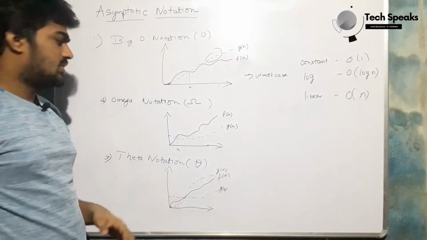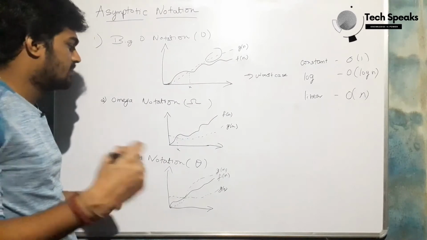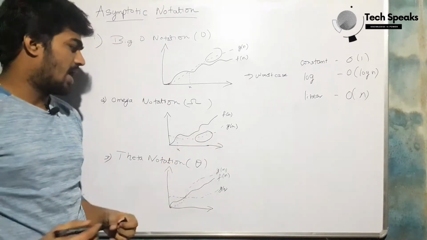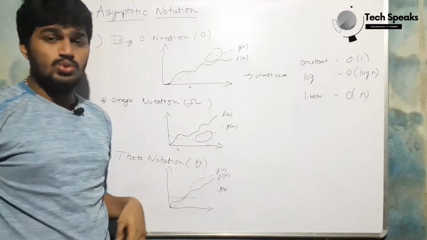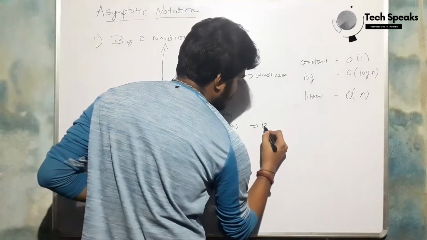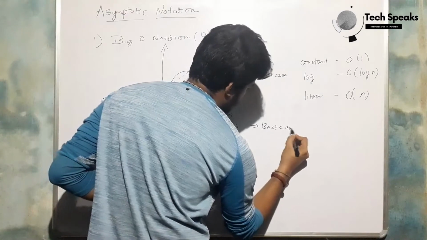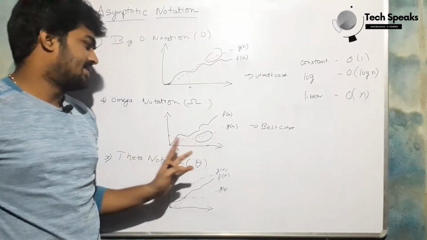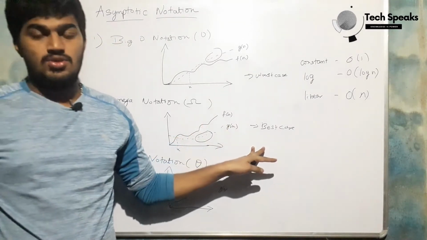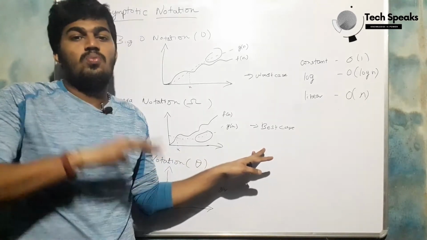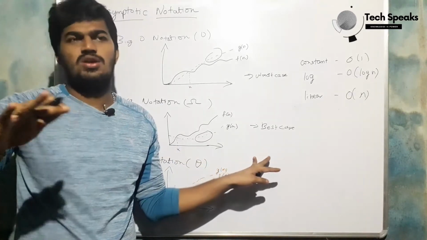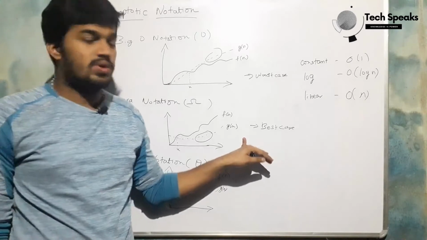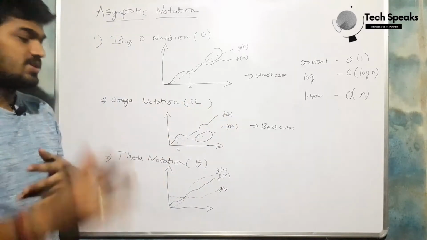Next one is omega notation. Omega notation is used to calculate the lower bound time. So this is used for the best case scenario. This one is used for the lower bound, and this is used for the best case. If you travel from A to B and you choose a shortcut, a path which you can take in very less time, that's why omega notation is used for the best case scenario.